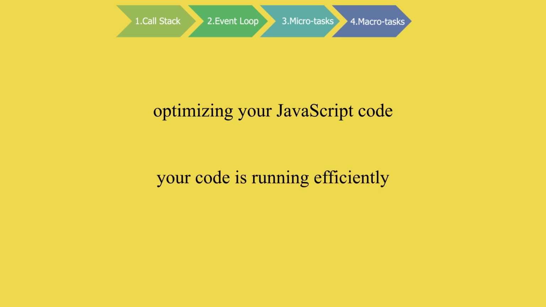It's good to remember that understanding the differences between microtasks and macrotasks in the JavaScript event loop is crucial for optimizing your JavaScript code. By understanding the priorities and use cases of each type of task, you can make the most of the JavaScript event loop and ensure that your code is running efficiently.